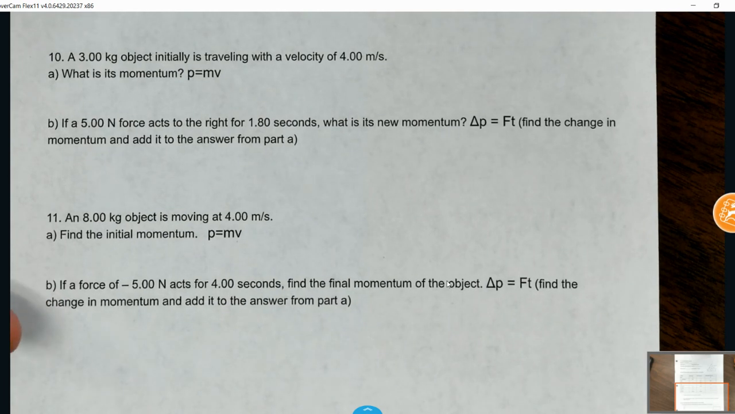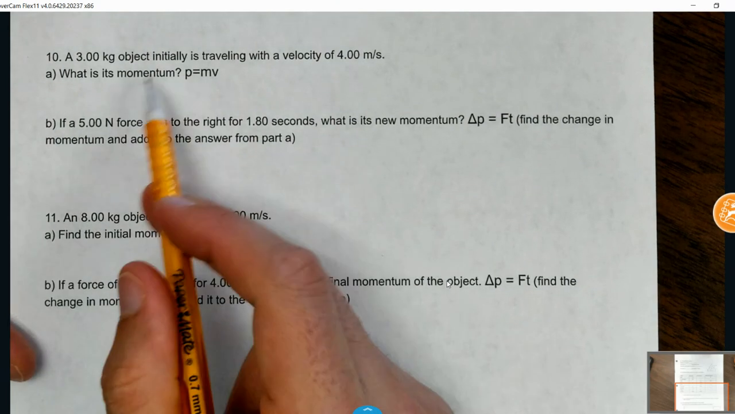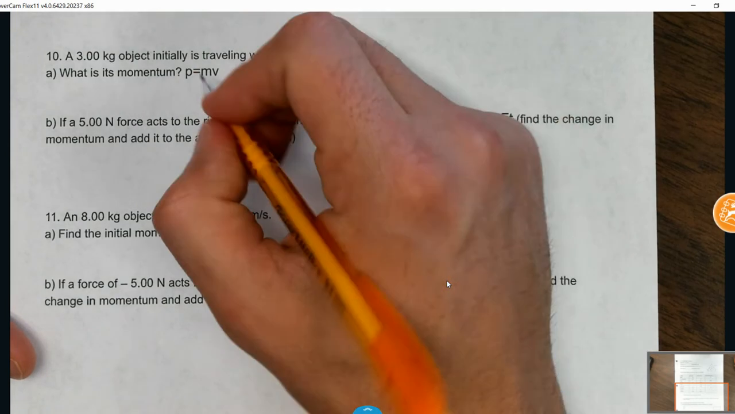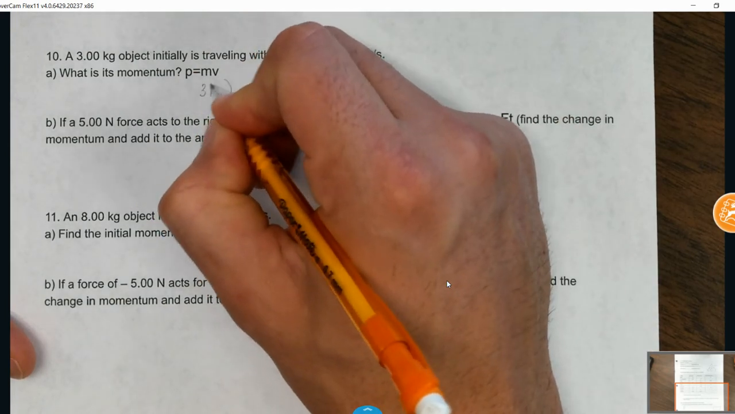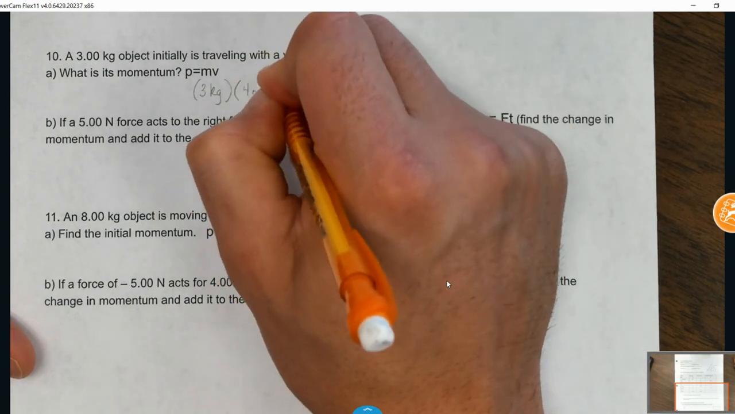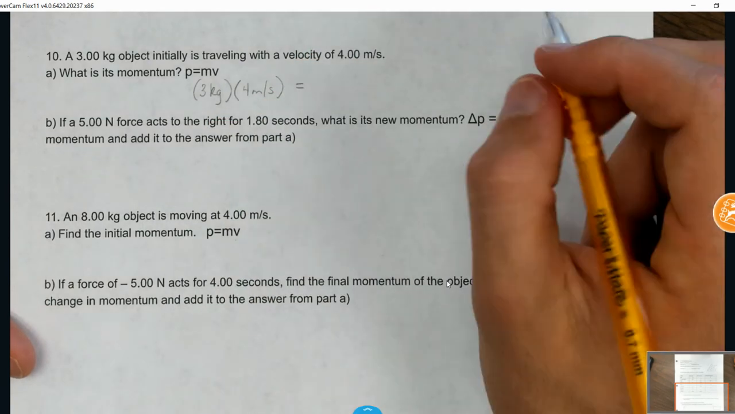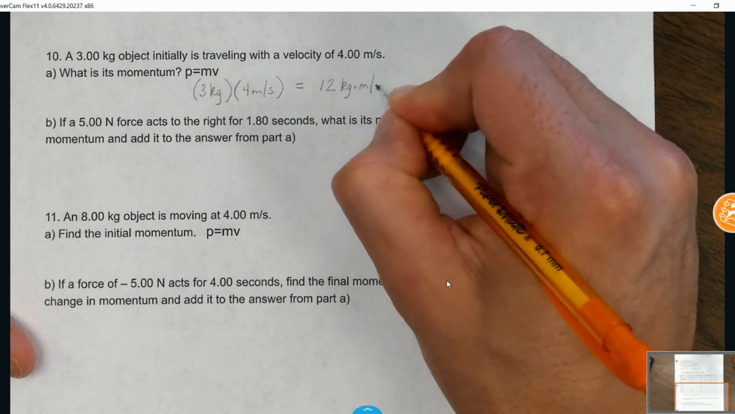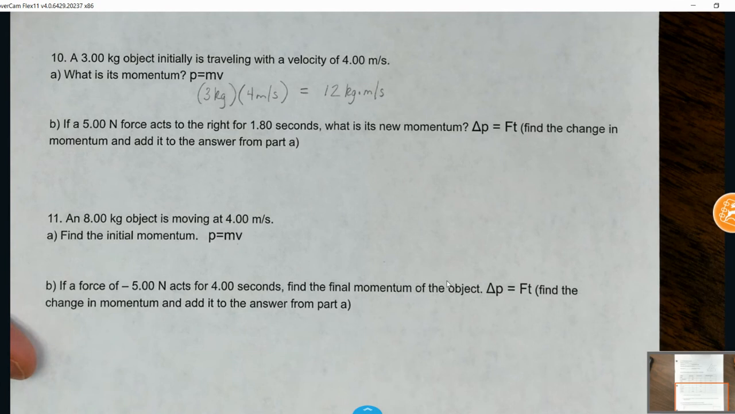10 is good. Okay, you have a 3 kilogram object that is initially traveling with a velocity of 4 meters per second. What is its initial momentum here? So the initial momentum would be the same thing as just what is it originally moving at. So mass of 3 kilograms times 4 meters per second is equal to 12 kilogram meters per second.